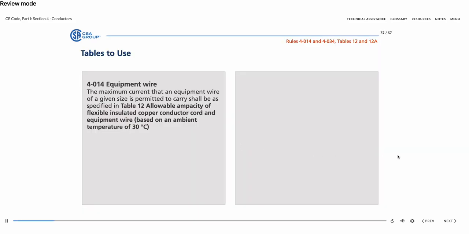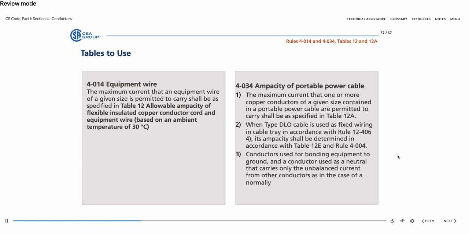Equipment wire requirements are in Rule 4-014 and as specified using Table 12. Use portable power cables for installations over 750 volts when flexibility and no vibration transmission is required. For ampacity, Rule 4-034 requires the use of Tables 12A to 12E.